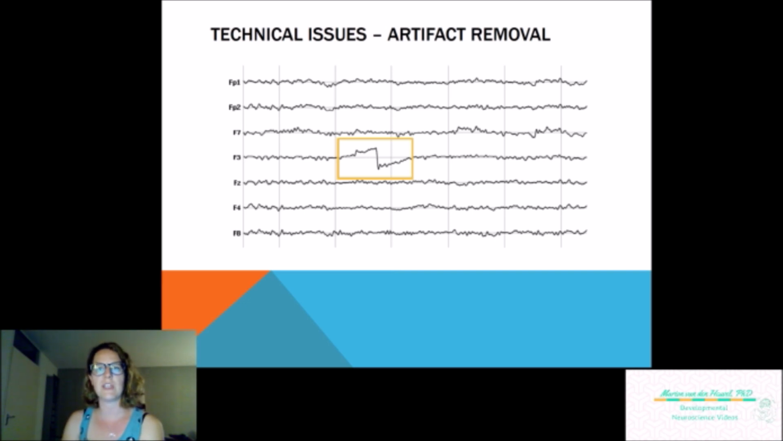Otherwise you can get these technical issues, and the problem with those is that they're not really fixable, because it doesn't have a pattern, so it can't be detected by independent component analysis. It can't be filtered out, so this is really the kind of artifact that you have to remove, which means that you cannot use that data.